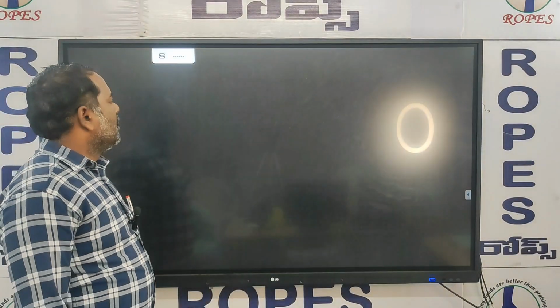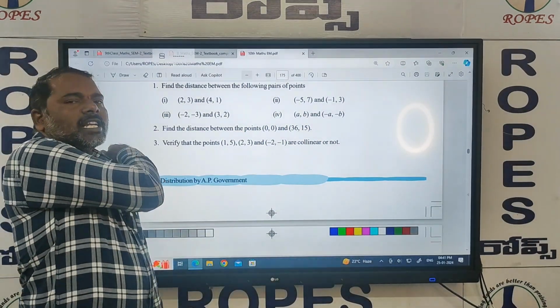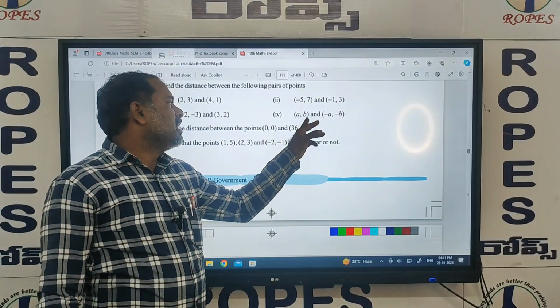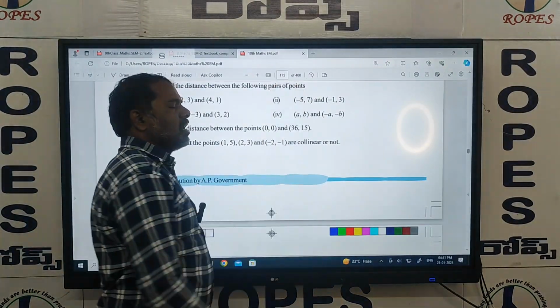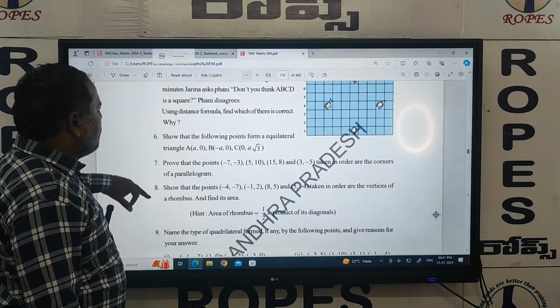So in finding the distance, we know it is (x2 minus x1) whole square plus (y2 minus y1) whole square. This is very important. So that is fine. Next, another one.